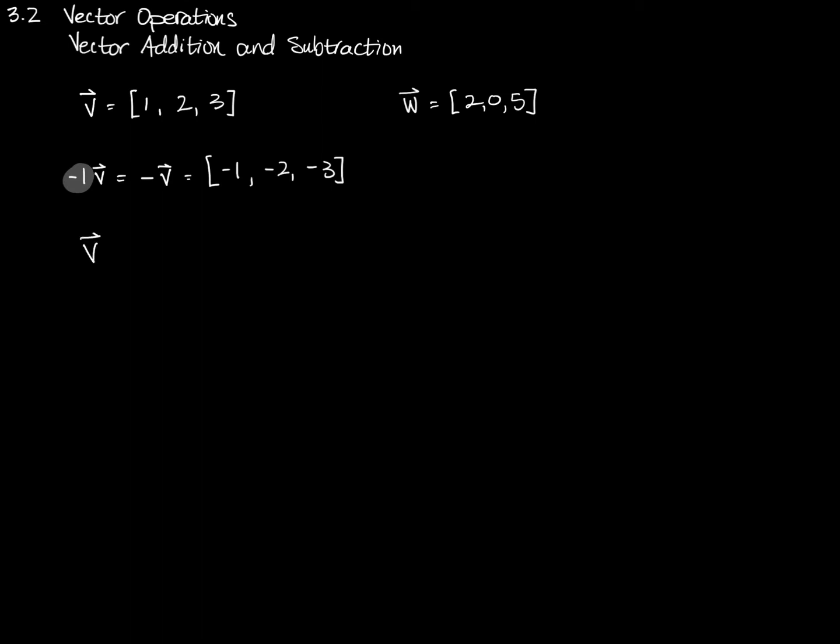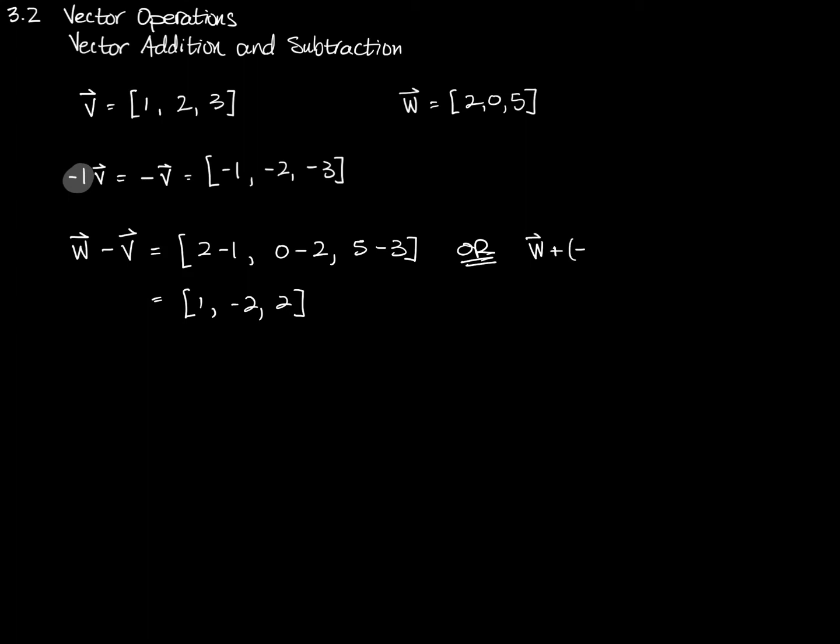write w minus v as either 2 minus 1, 0 minus 2, and 5 minus 3, which would be 1, -2, +2. Or I can write w minus v as w plus -v. And now I'm working with this vector here, not this one up here. I'm going to add these numbers to vector w.